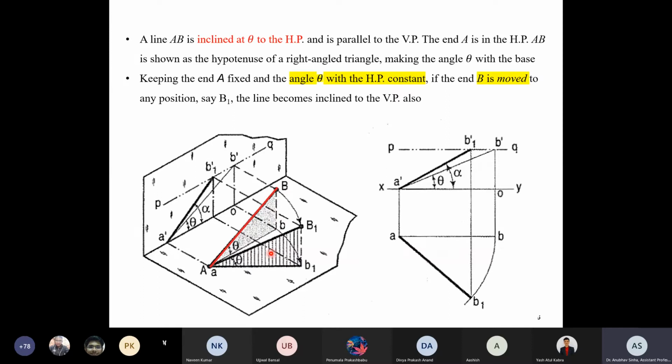One shaded region is this, one shaded region is this. Okay, they are of the same size. So what we are going to do is, we'll take this triangle and we'll rotate it keeping this A fixed. Sorry, we'll rotate about A keeping this fixed at this location. So we'll rotate this side B.